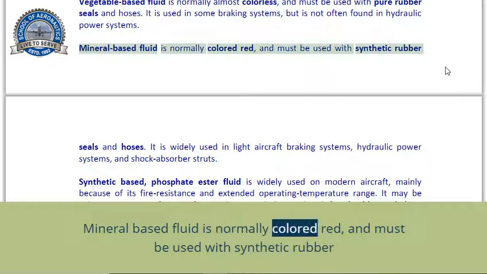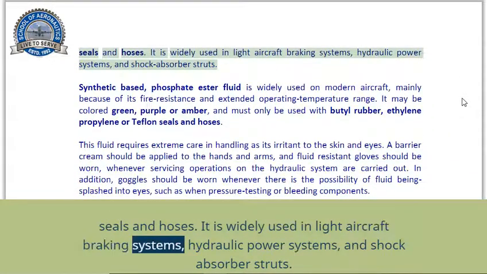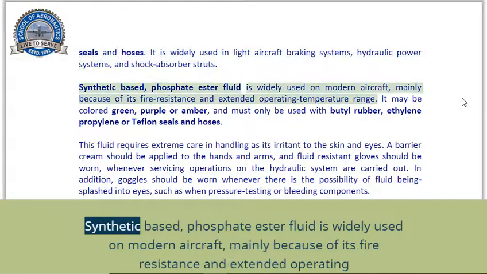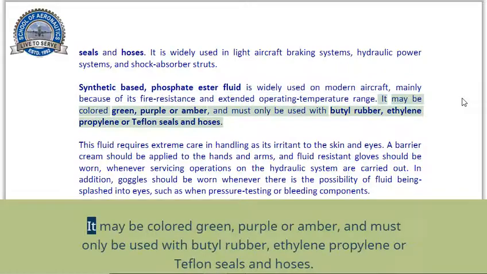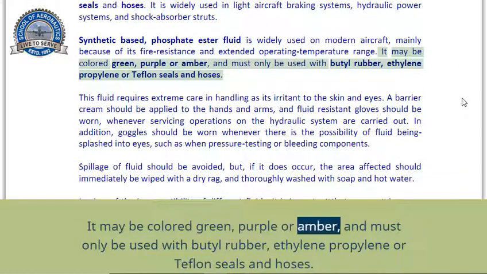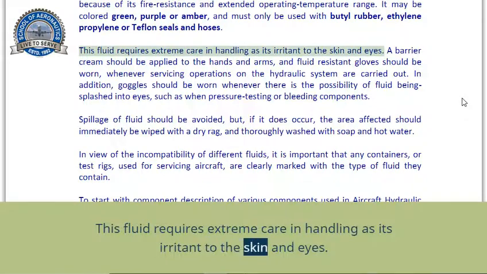Mineral-based fluid is normally colored red, and must be used with synthetic rubber seals and hoses. It is widely used in light aircraft braking systems, hydraulic power systems, and shock absorber struts. Synthetic-based, phosphate ester fluid is widely used on modern aircraft, mainly because of its fire resistance and extended operating temperature range. It may be colored green, purple or amber, and must only be used with butyl rubber, ethylene propylene or Teflon seals and hoses. This fluid requires extreme care in handling as it is an irritant to the skin and eyes.